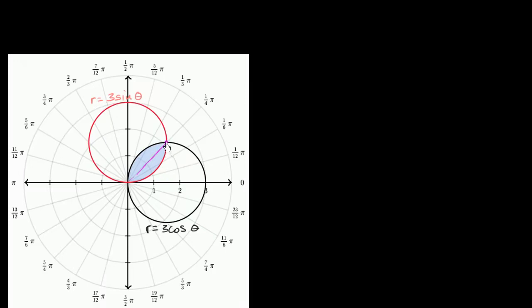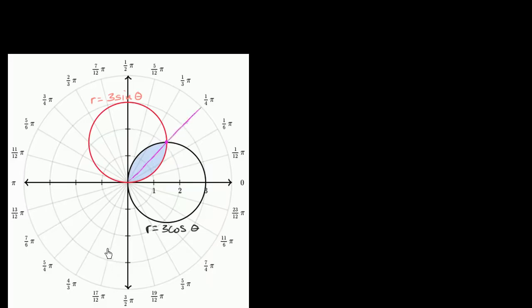Their point of intersection happens at theta is equal to pi over 4. And if that wasn't as obvious, you would set these two equal to each other and figure out the thetas where this actually happened. But here it jumps out at you a little bit more. So this is theta is equal to pi over 4.